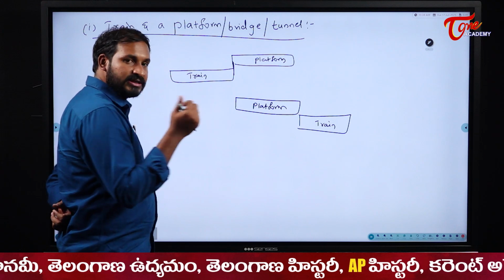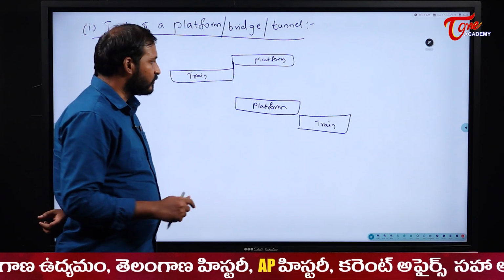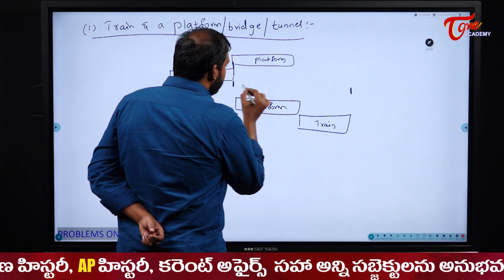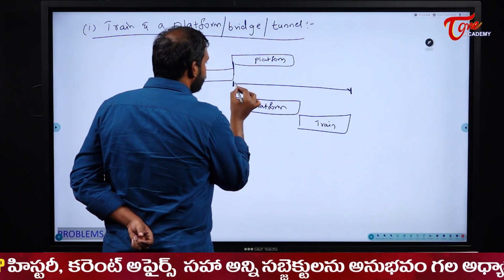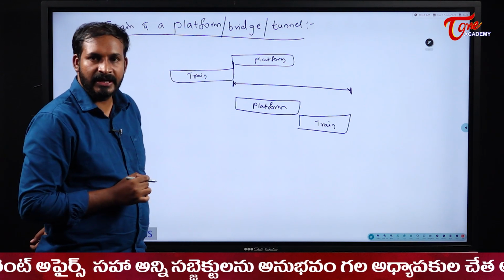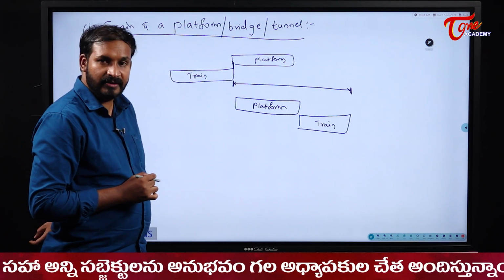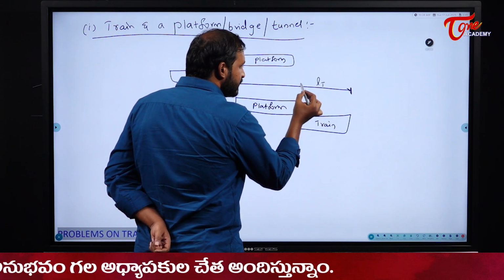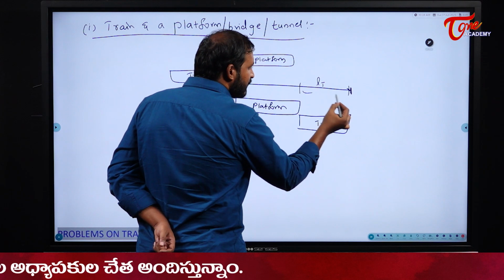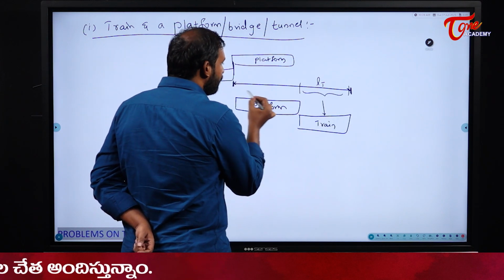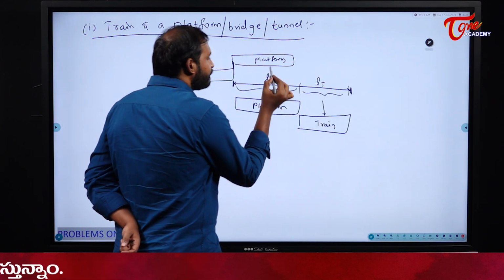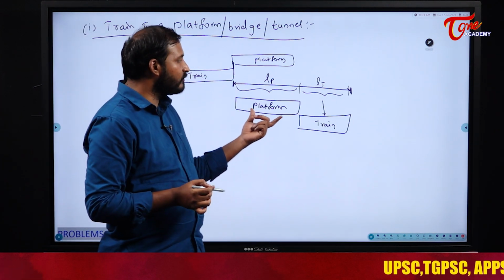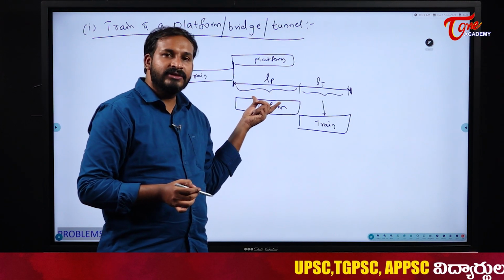Now, tell me, during the time taken to cross, my train from this position came to this position, right? What is the distance covered by my train in this case? It will cover its own distance, that is its own length. This is nothing but the length of the train only. And it will cover the length of the platform. So, here the distance covered by my train is equal to the length of the train plus the length of the platform.